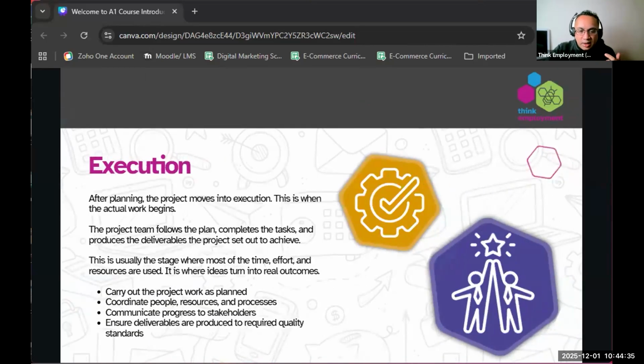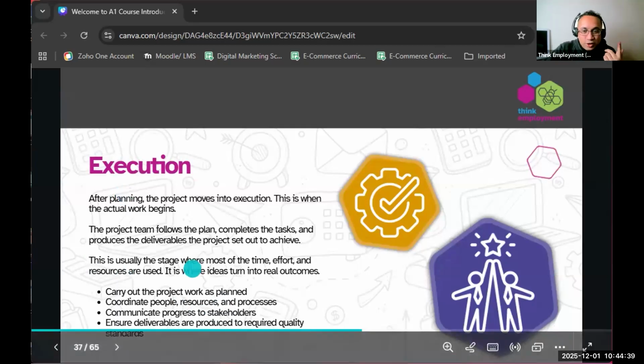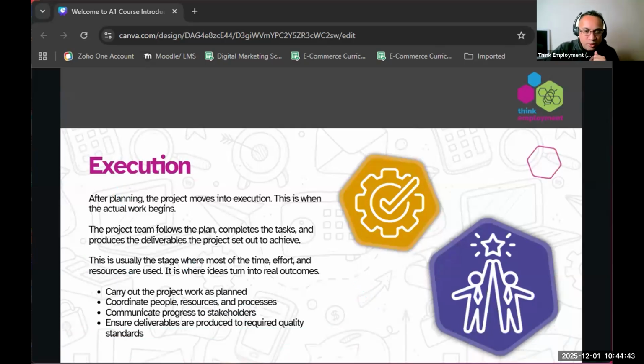And finally, well, is it finally? I'm not sure yet, but execution is one of the final points of the project management cycle. Okay, after planning, the project moves to execution. This is where the actual work begins. So this is where you're basically carrying out the project, creating the actual content and putting it out there.